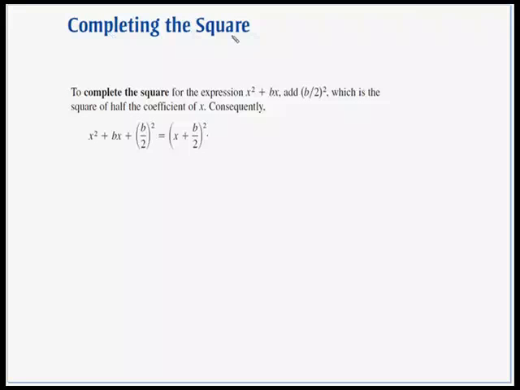And now we move on to completing the square. This is just like a little formula, a little set of steps to follow that you can factor any quadratic at all, even if it doesn't have real solutions. So to complete the square for the expression x squared plus b times x, we add b divided by 2 squared, which is the square of the half of the coefficient of x. Consequently, x squared plus bx, plus this half b quantity squared, is equal to x plus b over 2, that quantity also squared. I'm sure I thoroughly confused you on that one.